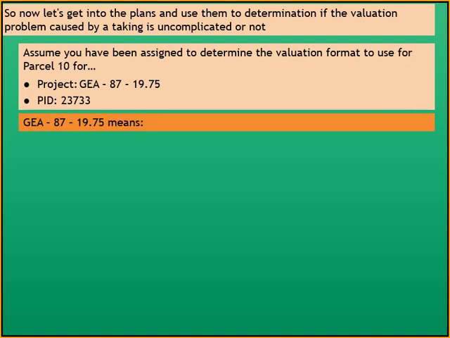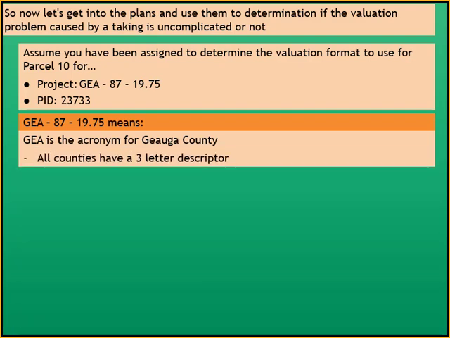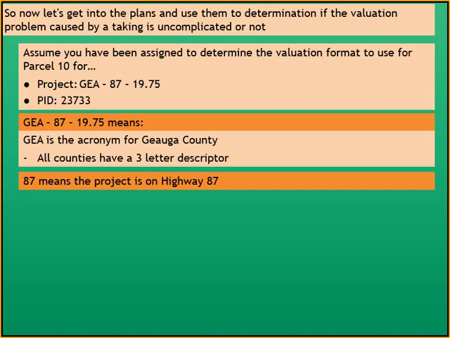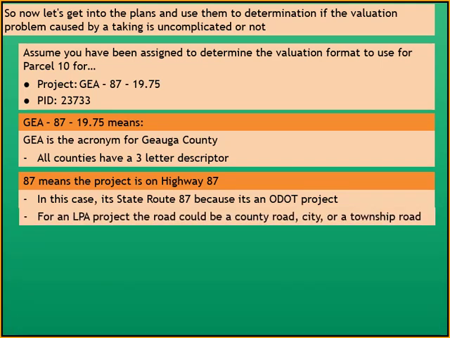Well, GEA 87, 19.75 means the following. GEA is the acronym for Geauga County. All counties in the state of Ohio have a 3-letter descriptor. 87 means the project is on Highway 87. In this case, it's State Route 87 because it's an ODOT project. For an LPA project, the road could be a county road, city, or township road.